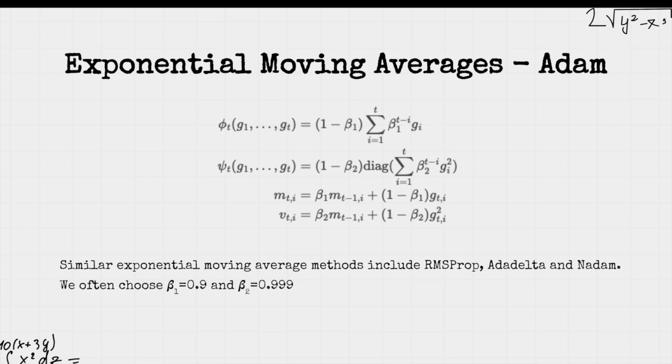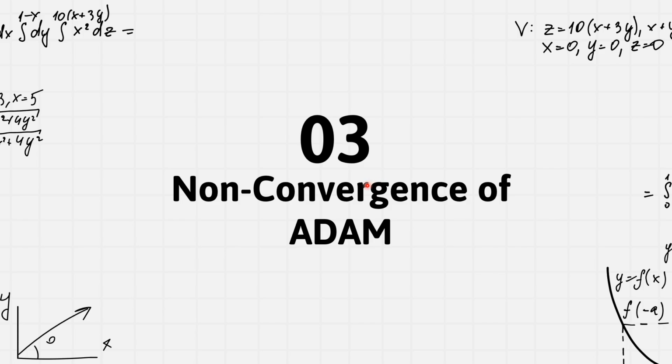Adam, short for adaptive moment estimation, introduces an exponential moving average of past gradients and squared gradients. The moving averages are computed with 1 minus beta 1 and an exponentially decaying factor beta 1 and g. In this section, we are going to discuss the issue of non-convergence of the Adam algorithm.